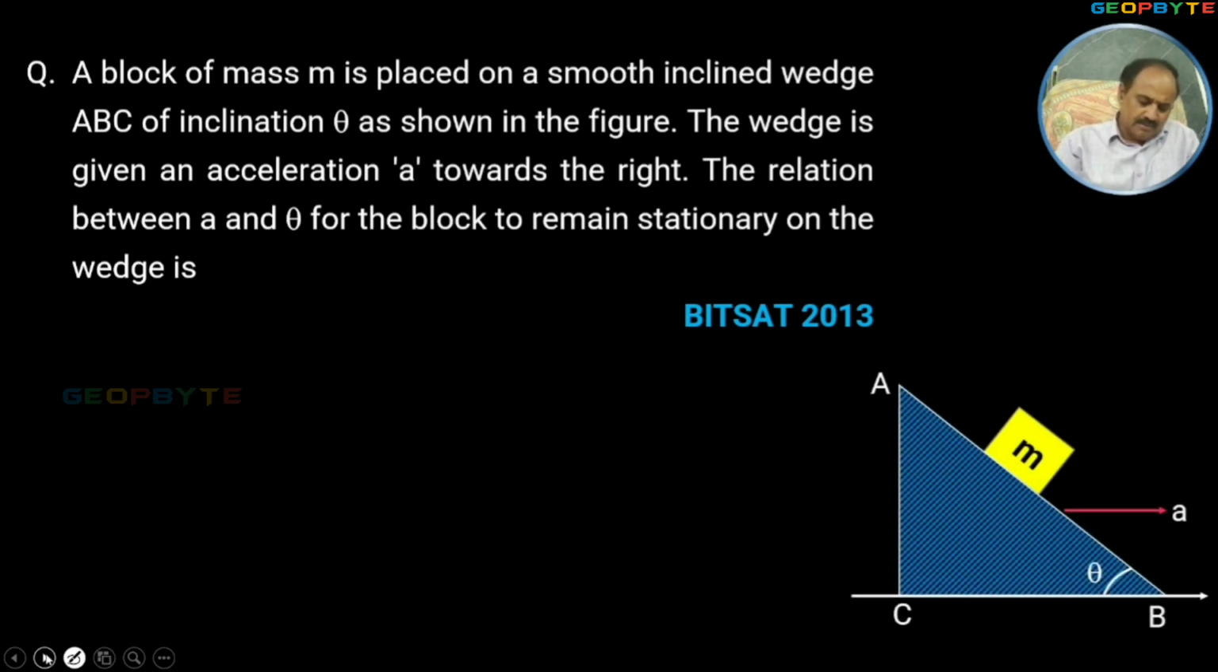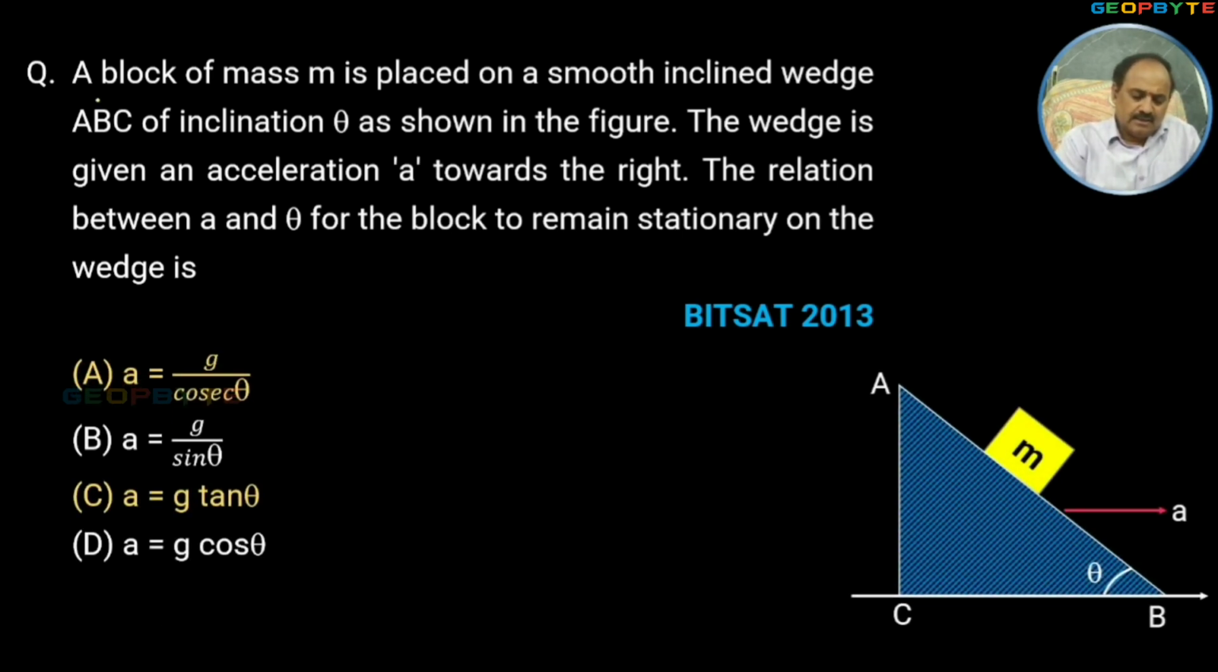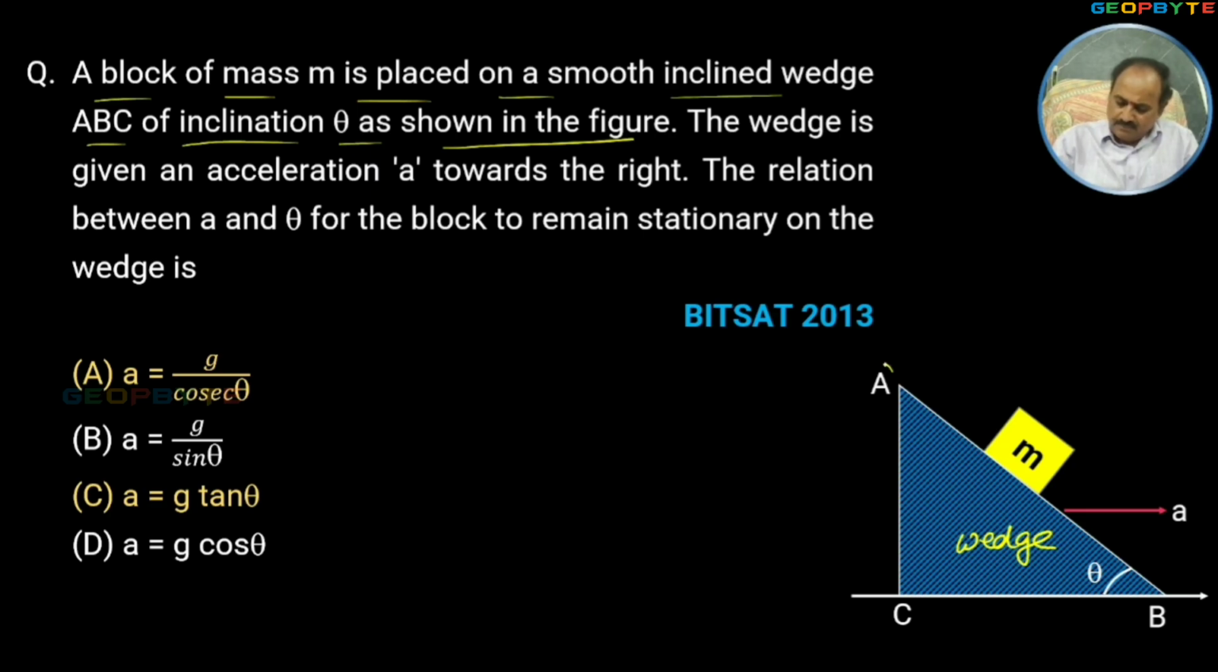Look at this problem. It is asking like this. A block of mass m is placed on a smooth inclined wedge ABC of inclination theta, as shown in the figure. Look at the wedge ABC that is maintaining an angle theta. A block of mass m is placed on the smooth inclined plane. This is the smooth plane.